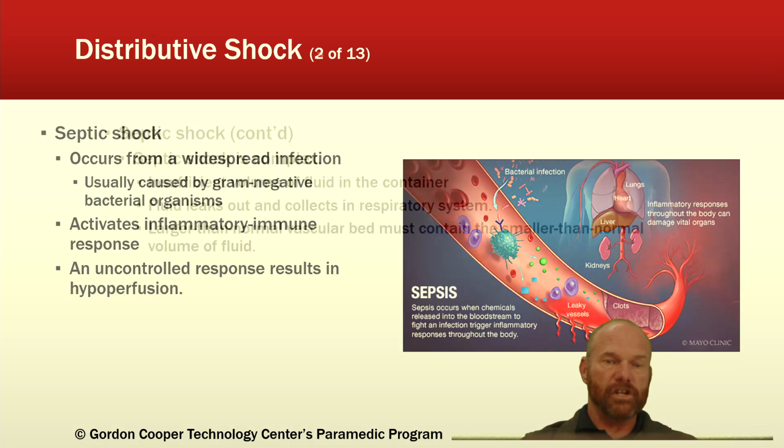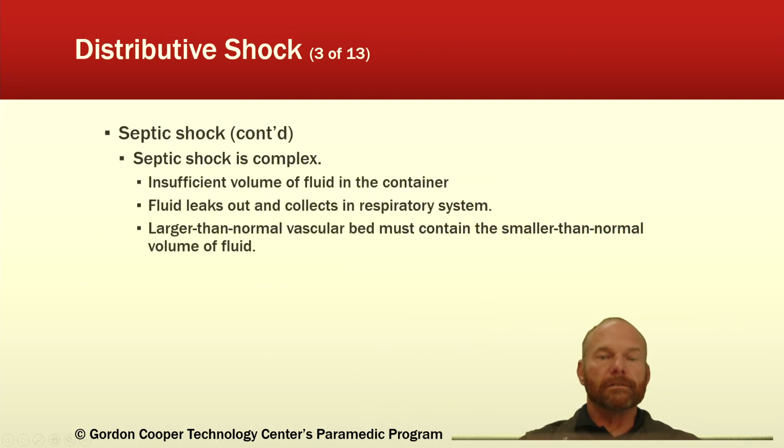I'm talking about distributive shock. And within that, the septic shock. So insufficient fluid volume with these septic shock patients. So there is an insufficient volume of fluid in the vascular system, remember that's that container. So we start to see some fluid leakage out of the vascular space and collects in the respiratory system, contributing to complications such as pulmonary edema. Now, the larger than normal vascular bed must accommodate a smaller than normal volume of intravascular fluid, which leads to some inadequate perfusion of organs and tissues.